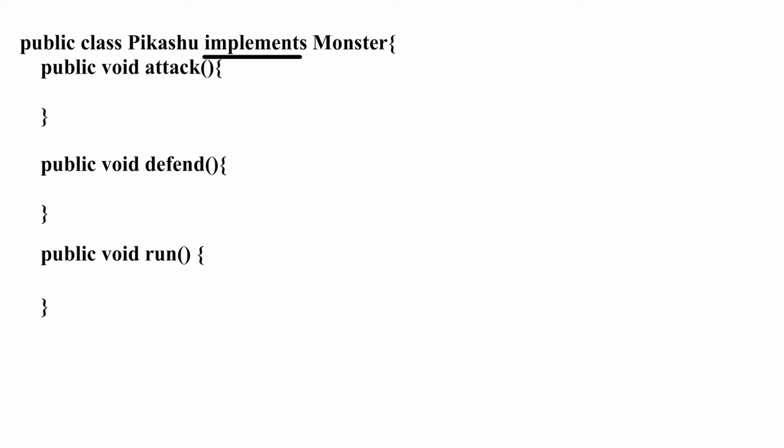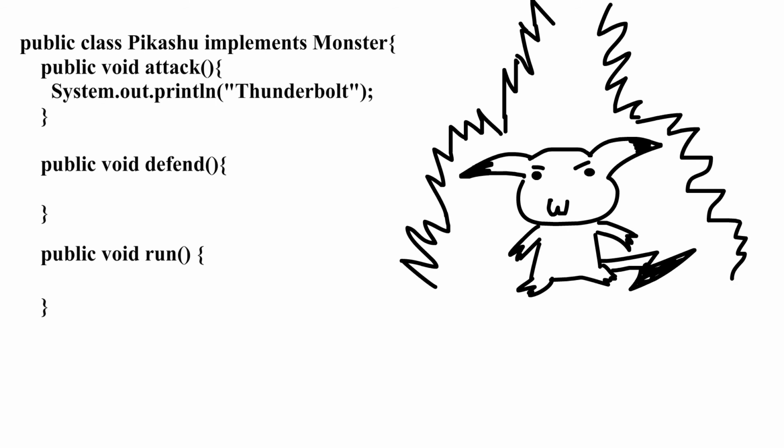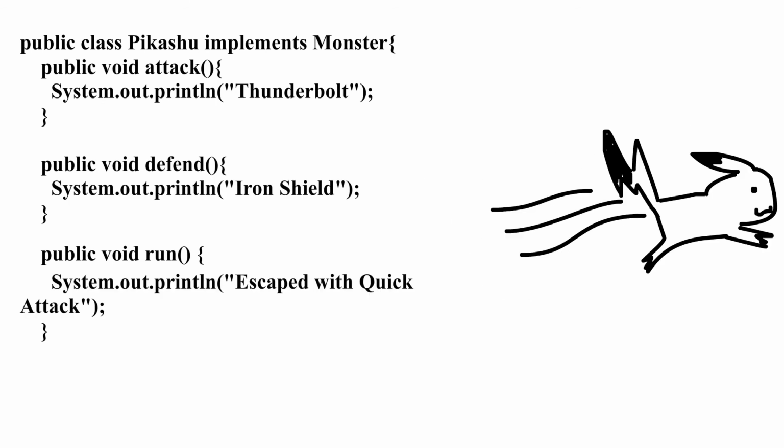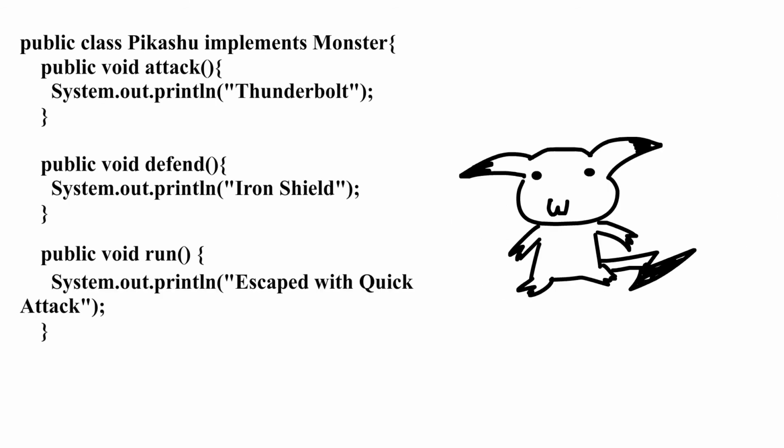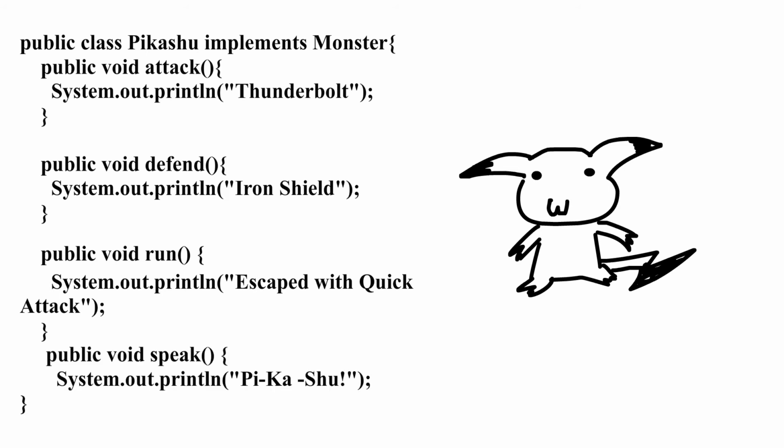Okay, so now let's fill in what attack does, and what defend does, and what run does. That was the only requirement by the interface, to have those methods and fill them in. So now we can add more methods or leave it as it is.